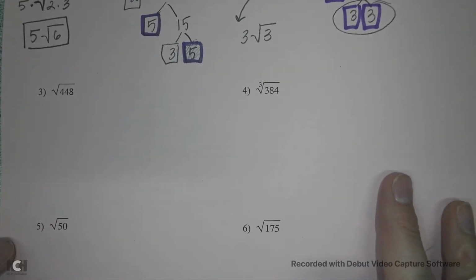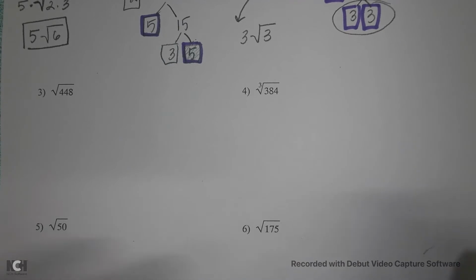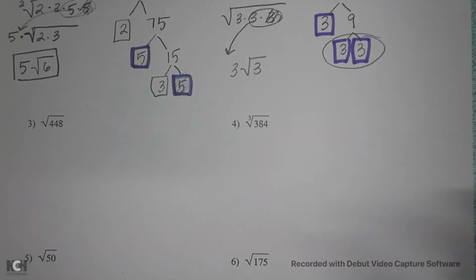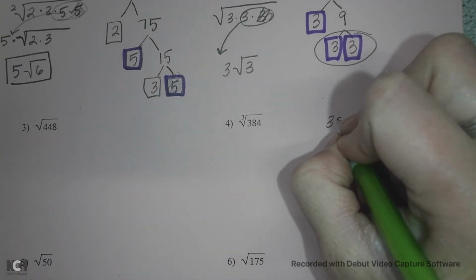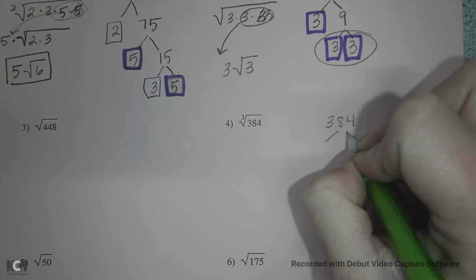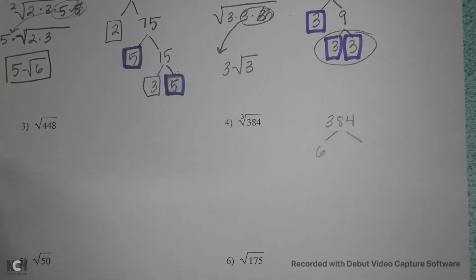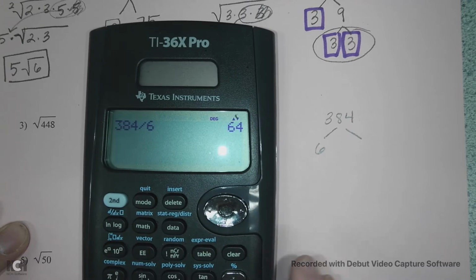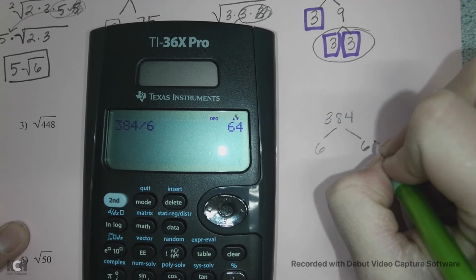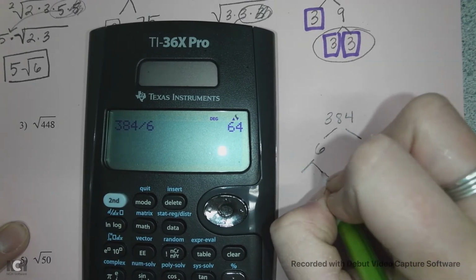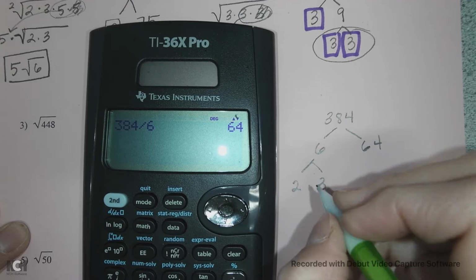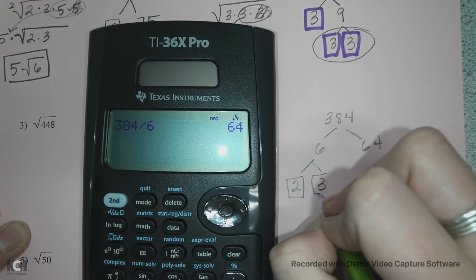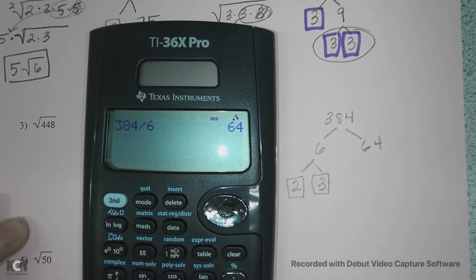Okay, let's go to number 4. Number 4, you do not have to divide by 2 if you do not want to. So 384, let's divide by 6 instead. Let's see if that works. 384 divided by 6. Oh, yeah, it does. So 6 and 64. 6 divides off to be 2 and 3. So these are our end branches for this guy because I can't divide those any lower.